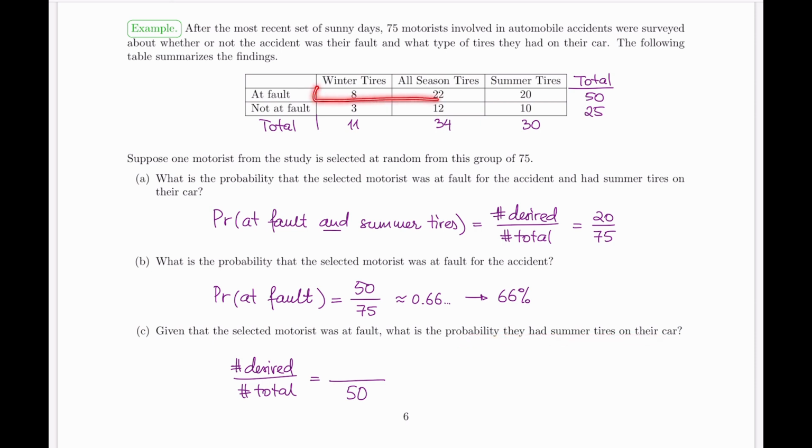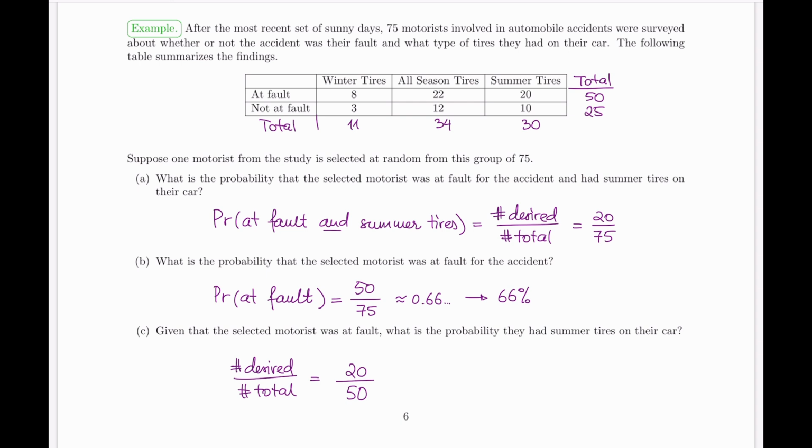So I'm looking at just this row of my table. They are at fault, which means that there's 50 total, because again, I'm zooming in on just this row. I'm interested in the probability they had summer tires on. So my desirable outcome are summer tires. And there I have 20 of them. So 20 over 50, which is about 40%, right?